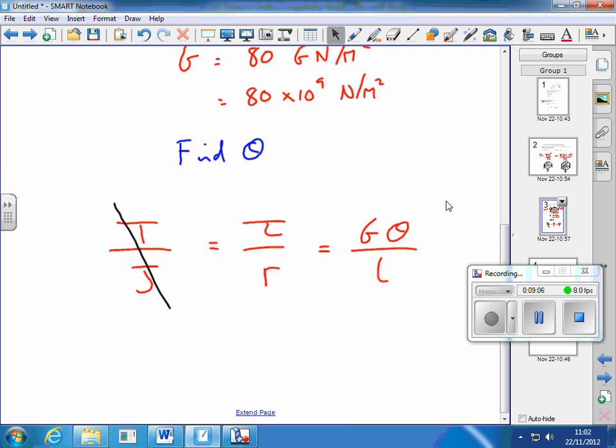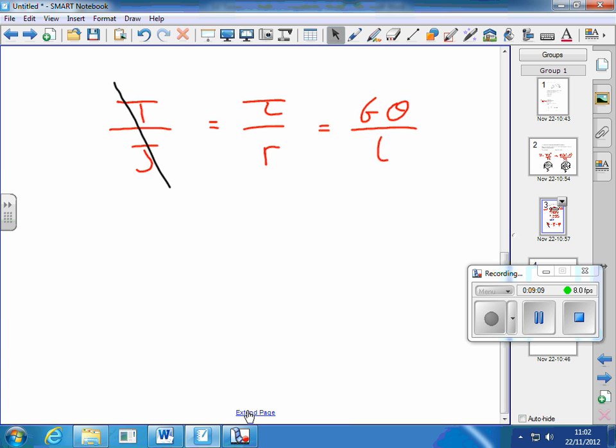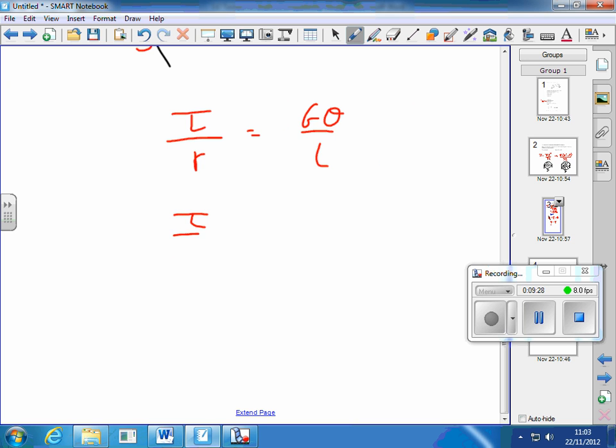And we want to find theta, so we need to rearrange this for theta. Multiply both sides by L to get rid of L on the right-hand side. Divide both sides by G to get rid of this modulus. So we get tau over R times L over G equals theta. Therefore, theta equals tau L over RG. And now all we have to do is put the numbers in and we get the value for theta.